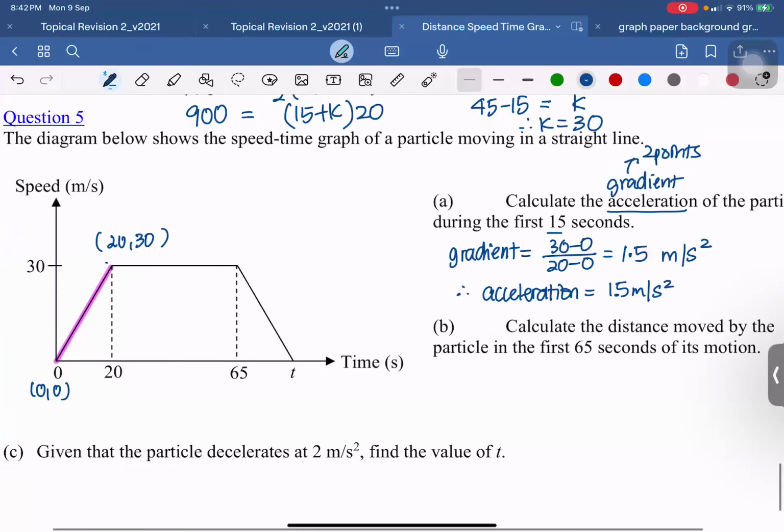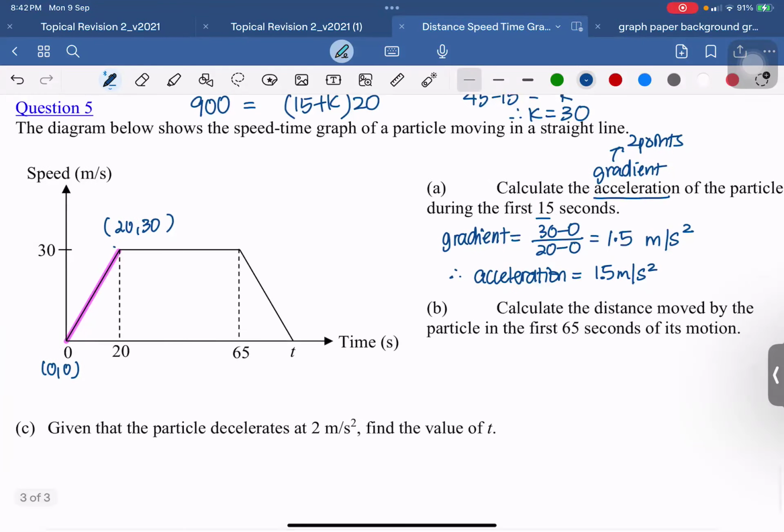Next one. This one still okay? So don't get tricked. They say 15, but 15 is useless. So it's actually this whole point. So we need to look for 2 points.